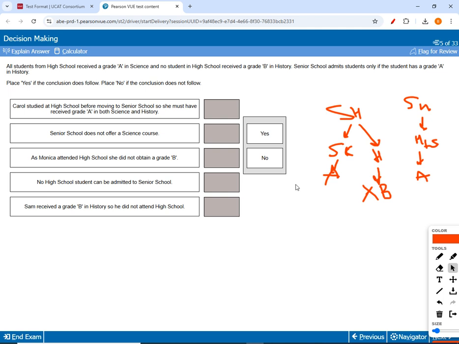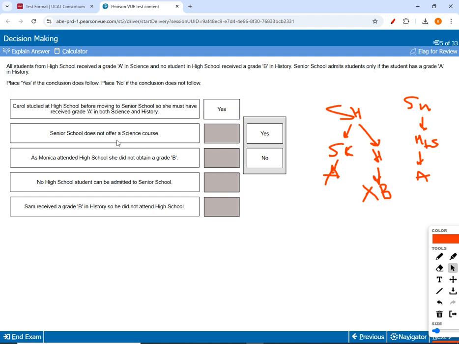Carol, nice name, studied at high school before moving to senior. That means she must have received A in science and history. Of course, if she got into senior, you've got to have A in history, 100% right. And the next one is, what about science? Of course, everybody in science got an A, no two ways about it. So we totally agree with this one.